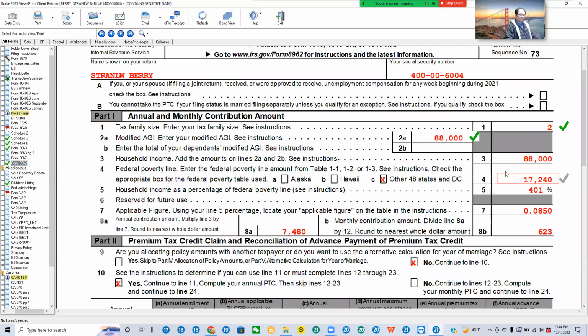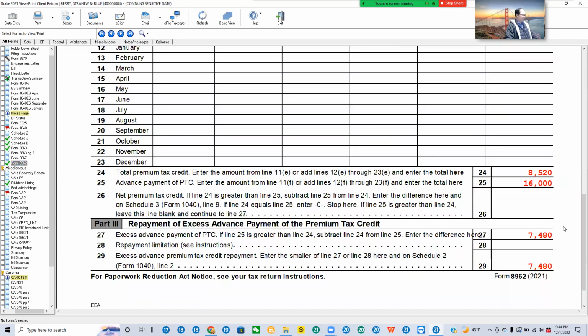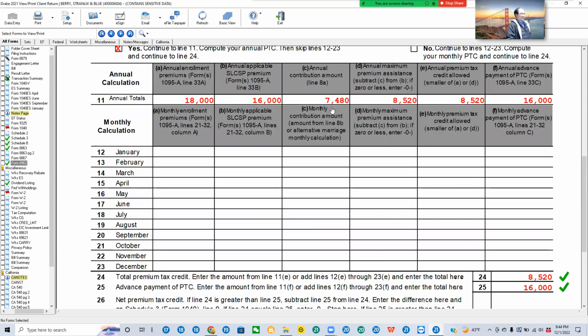So based on their income, they're supposed to get a credit. It's 8,520, but they already took this much. So they need to pay back the difference. This money needs to be paid back in a tax return. So what they do is estimate your income, how much you pay, how much your income is, so that they give you credit.